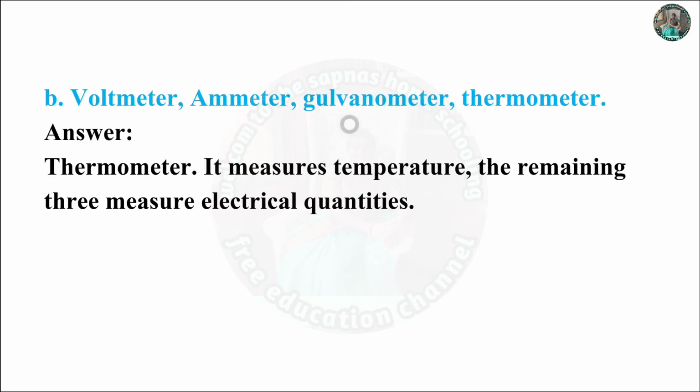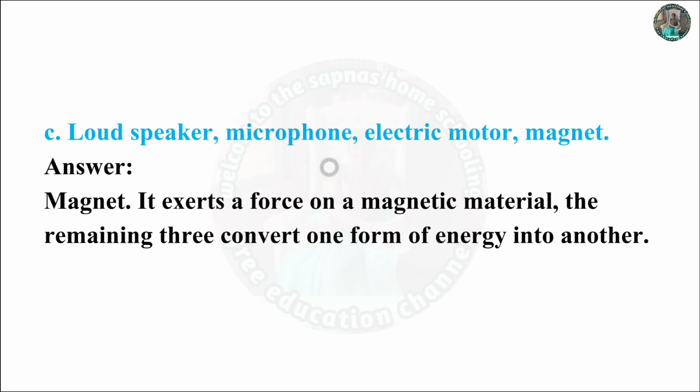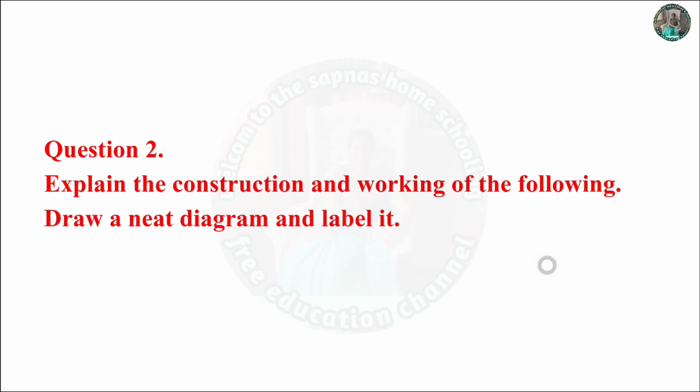Voltmeter, ammeter, galvanometer, thermometer. Answer is thermometer. It measures temperature. The remaining three measure electrical quantities. Loudspeaker, microphone, electric motor, magnet. The magnet, it exerts a force on a magnetic material. The remaining three convert one form of energy into another.